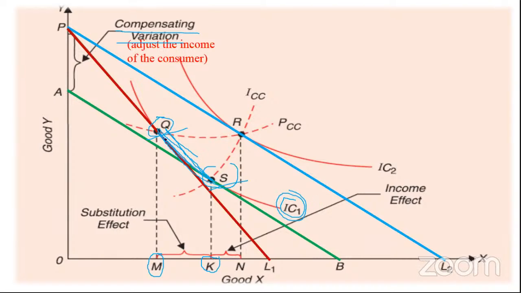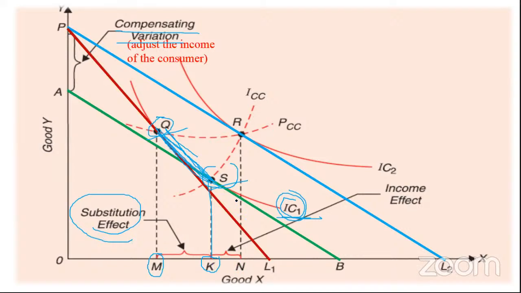The substitution movement is done on the lower indifference curve. Substitution effect from Q to S, this is the substitution effect. MK is the distance, the quantity demanded changing from OM to OK because of the substitution effect.